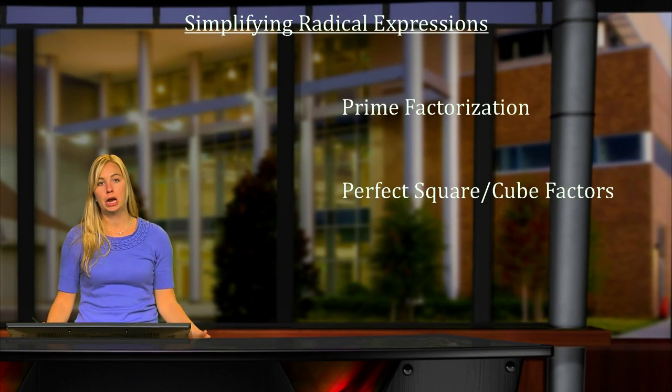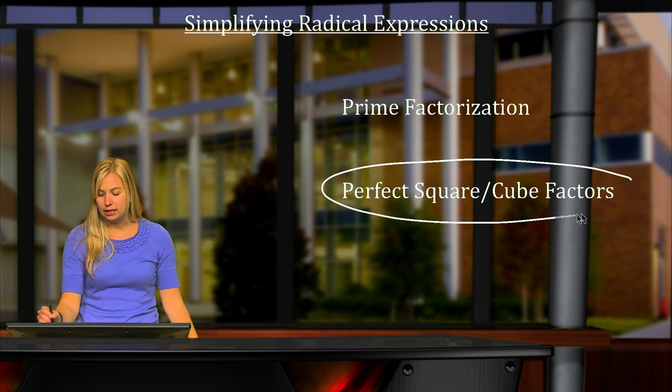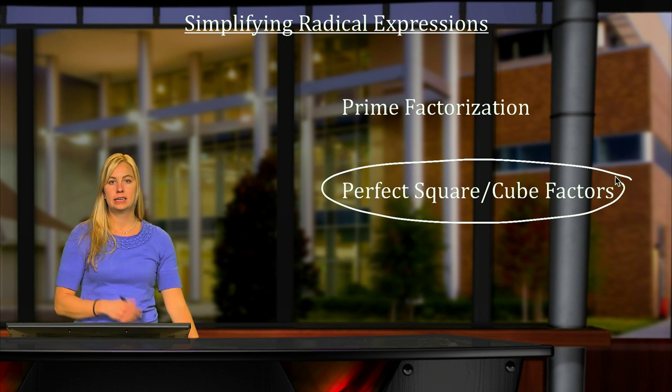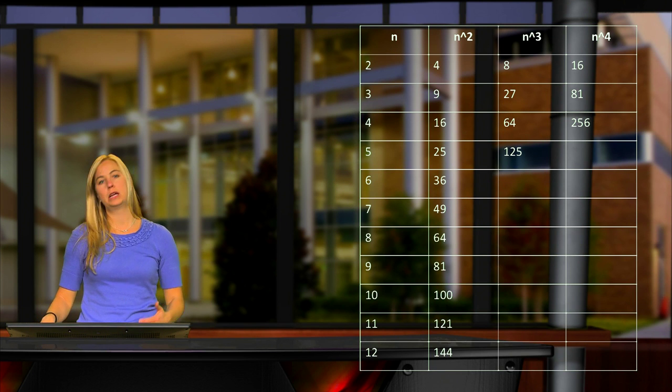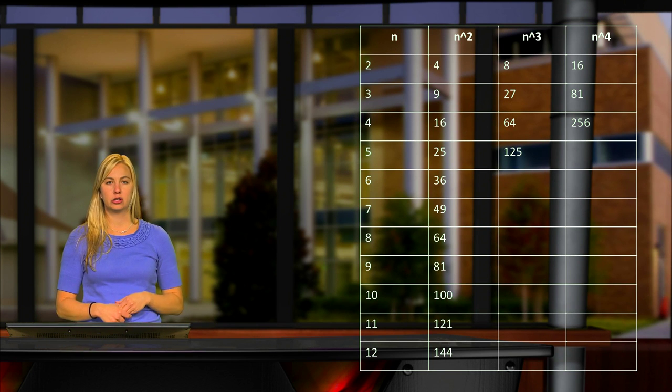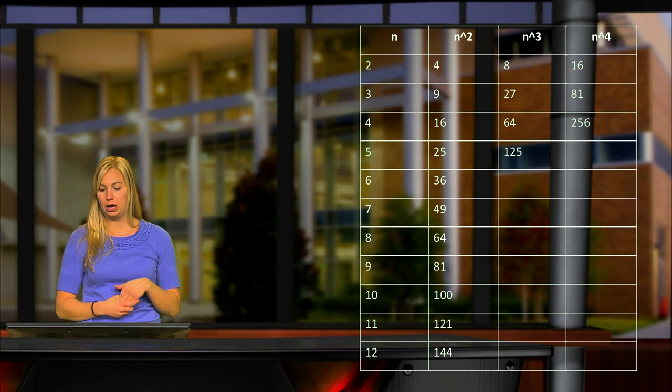We can use the prime factorization, where we break up each term into its prime factors, or we can use perfect square and perfect cube factors. This second technique is the one that we're going to highlight today. So if we're using perfect square, perfect cube factors, we need to know what they are. So I've created here a list of perfect square and perfect cube factors.